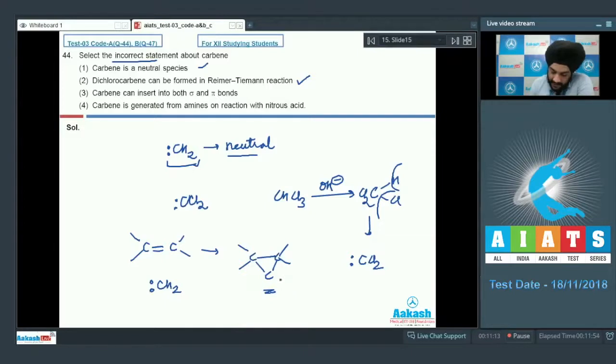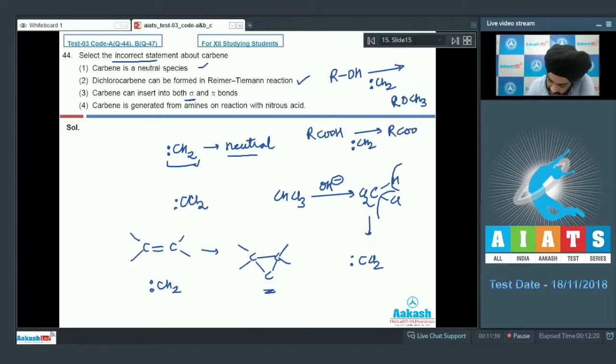Okay. And it can also insert into sigma bonds. Here we had seen the case of insertion into pi bonds. It can also insert into sigma bonds. We can have alcohols reacting with carbene, and these alcohols form methyl ethers. We can also have carboxylic acids reacting with carbene to give us methyl esters. Okay. So in these cases, the carbene inserts into a sigma bond and in this case it inserts into a pi bond. So statement 3 is also correct, students.